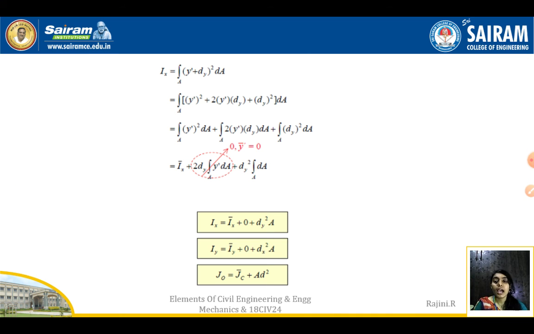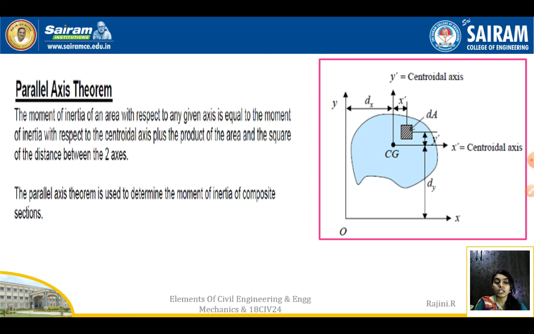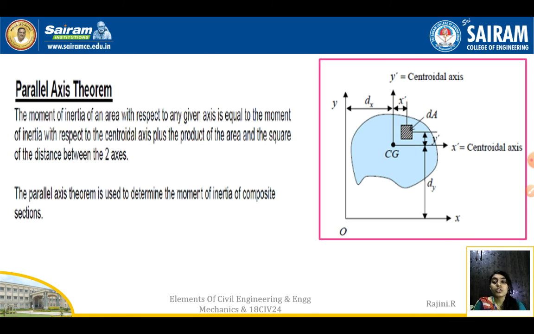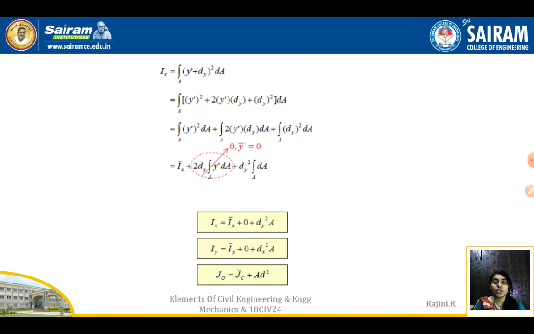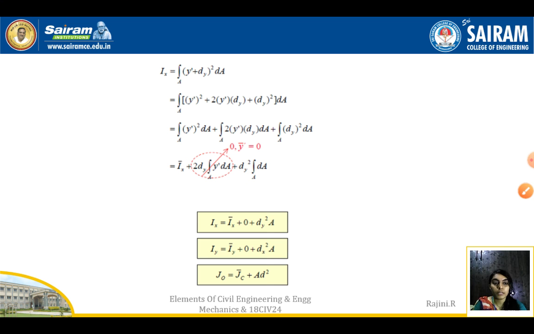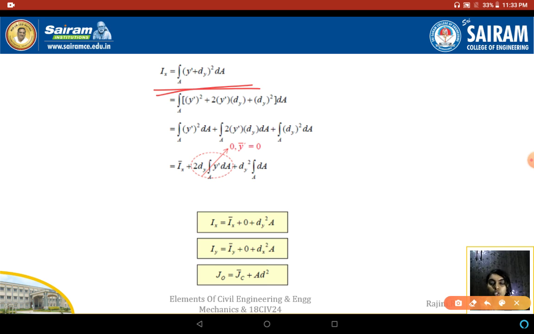Okay, here you can see Ix is equal to the integration of (y plus dy) whole square into dA. Here in the definition you can see the moment of inertia of an area with respect to a given axis is equal to the moment of inertia with respect to the centroidal axis plus the product of the area and the square of the distance between the two axes. So the same equation we have taken here, the same definition.